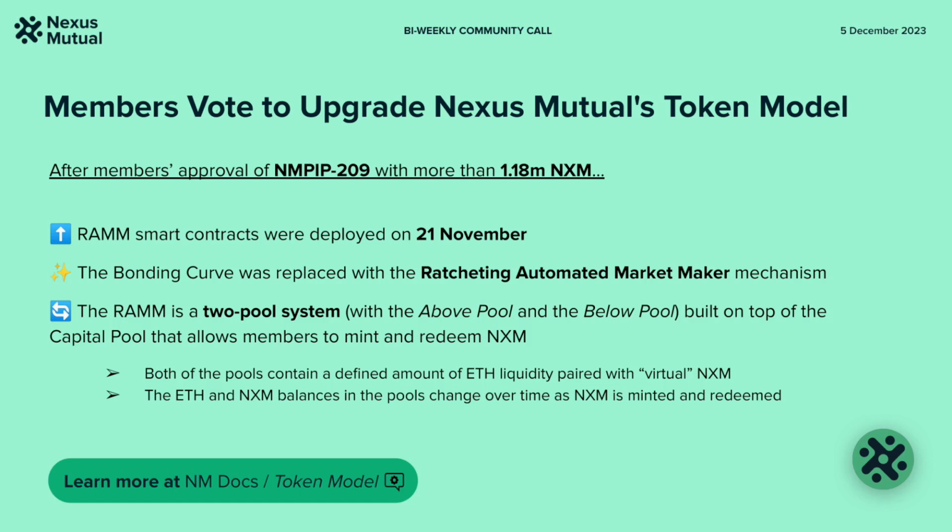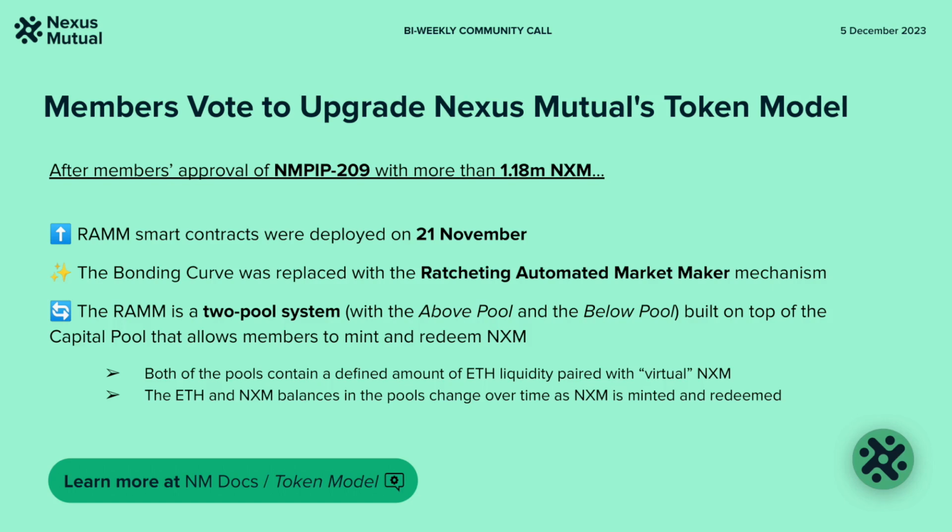The below pool and above pool are the two pools present in the system. These pools contain a defined amount of ETH liquidity paired with virtual NXM. This creates two internal pools which have the same ETH liquidity. The NXM reserves in each pool are represented by a virtual NXM balance. The ETH and NXM balances change over time as NXM is sold and purchased. You can learn more about the RAM and the updated token model in the Nexus Mutual documentation.